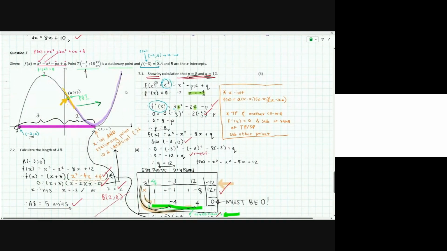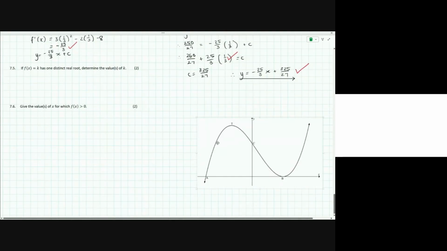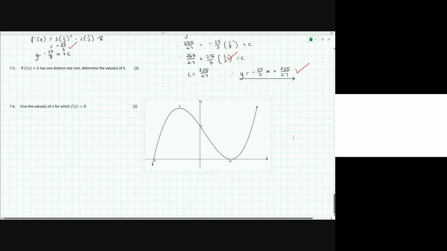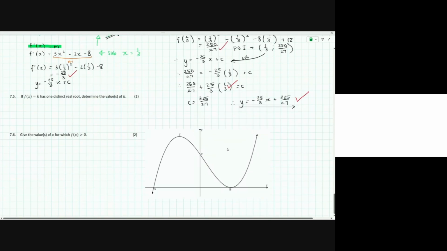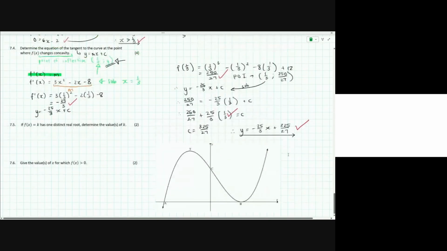I just want to bring this graph down so that we can talk about what's happening, because I know these are questions that we often don't like. Alrighty. So 7.5 is asking us if f of x equals k has one distinct real root, determine the value or values of k. All right, so let's just establish a few things.